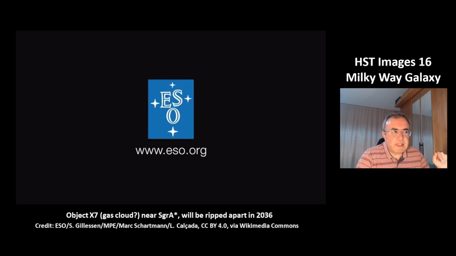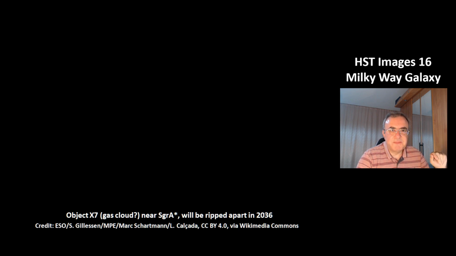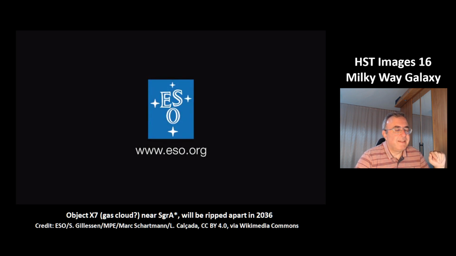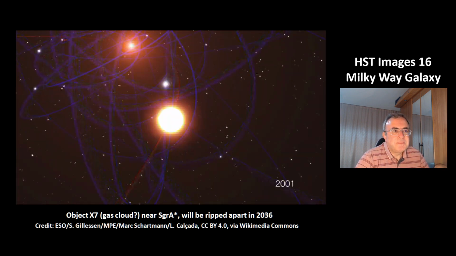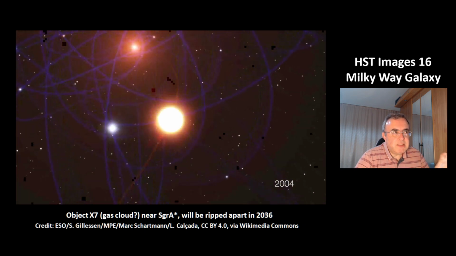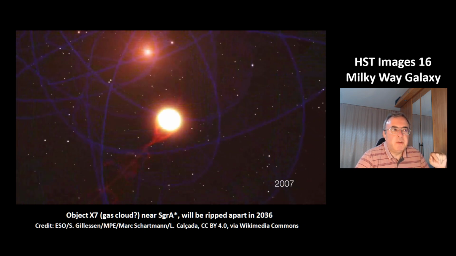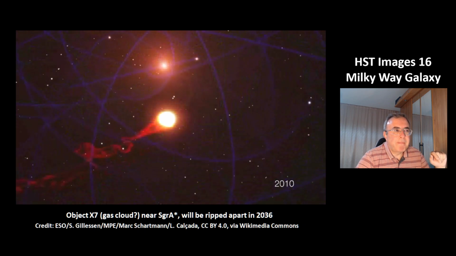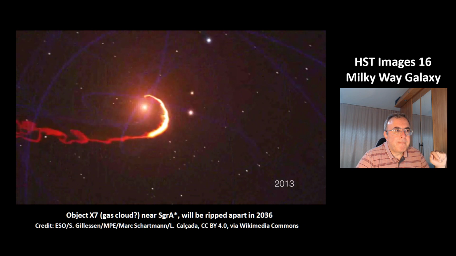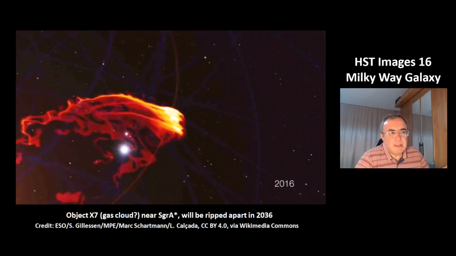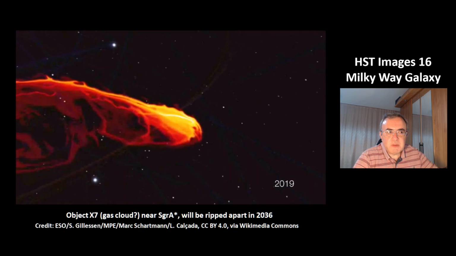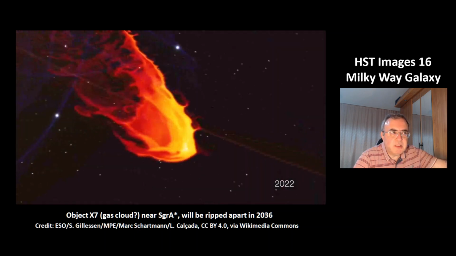This is a newfound object X7. It could be a gas cloud. It is located near the supermassive black hole Sagittarius A star, and it will probably be ripped apart in the year 2036. Then it will be something like this. Here, this animation of matter approaching a supermassive black hole. Some of the matter falls into the black hole, some is ejected by the jets, and some is ejected into space.